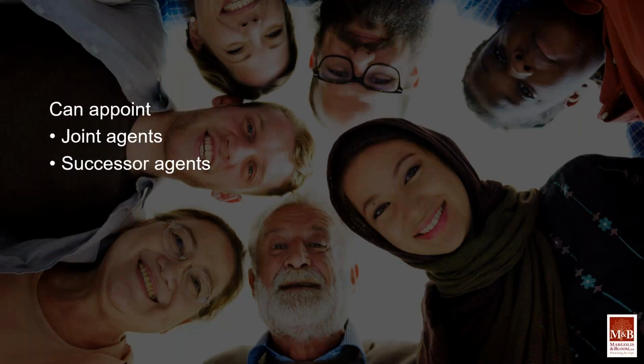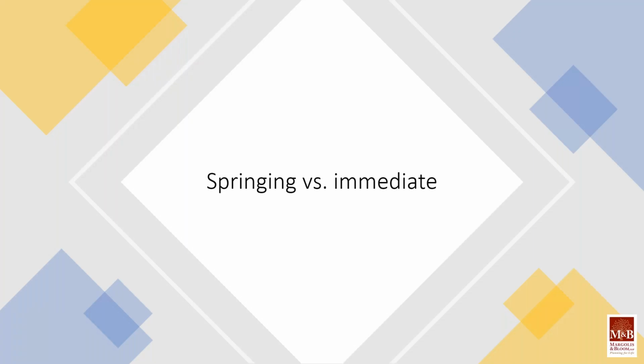Now, you can appoint one person as an agent. You can appoint two people as agents. You can actually appoint any number of people, but I think that gets confusing. So we recommend no more than two at a time, but you can also appoint successor agents. So if the first person can't serve, then the other person can step in as the first person's successor.